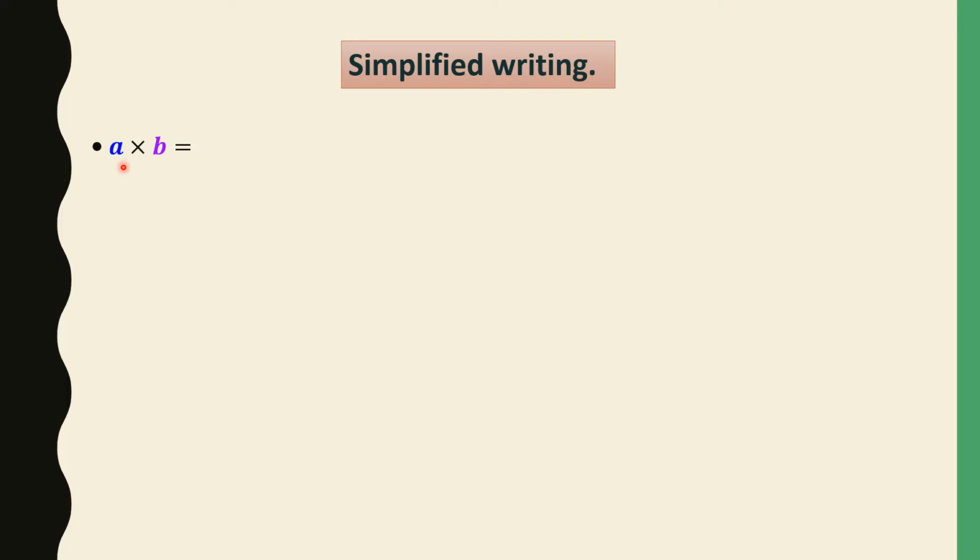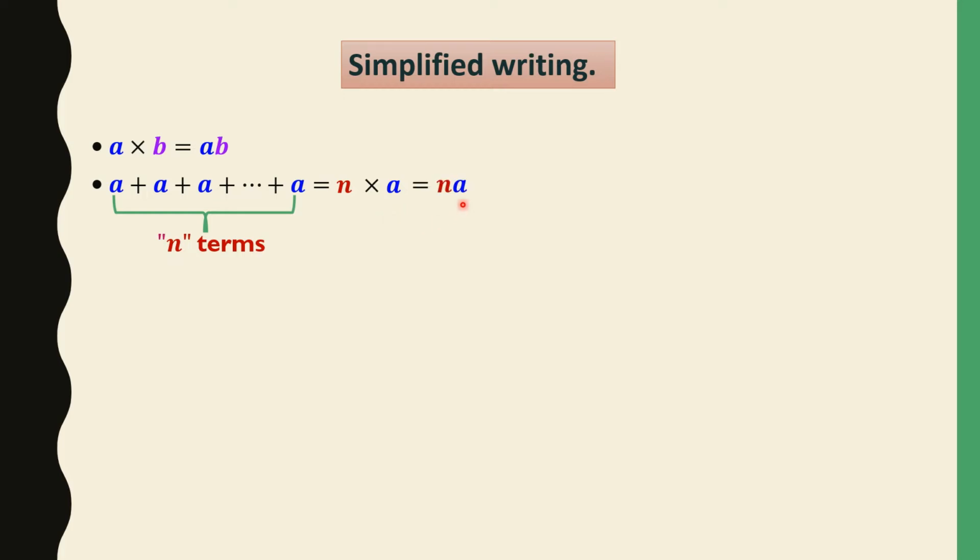If you have this expression a times b, we can write it by removing the times, and it's equal to ab. If you have a plus a plus a plus a, n terms, if you have a repeated n times, we can write it in the form n times a. For example, if you have 3 a's, we write 3 times a. If, for example, we have 5 a's, it means n equals 5, we write 5 times a. And also we can remove the times, and n times a is equal to na.